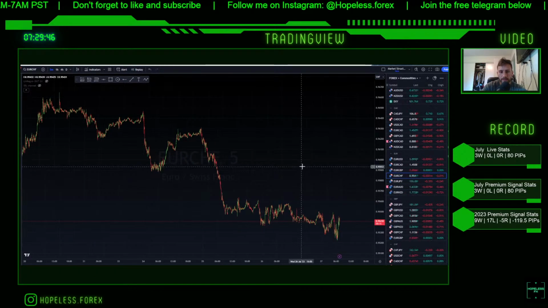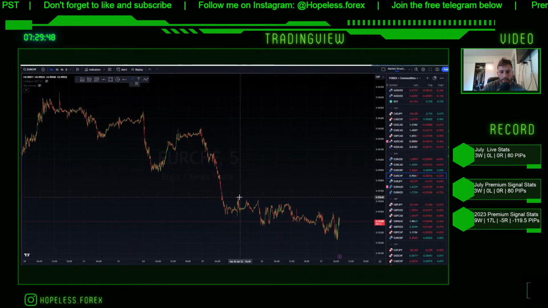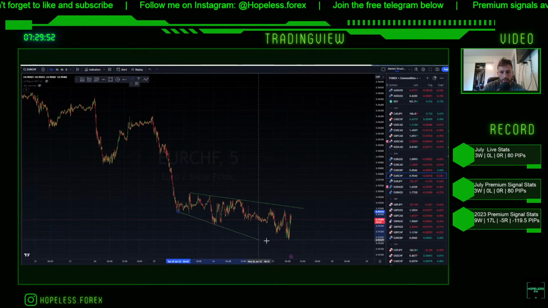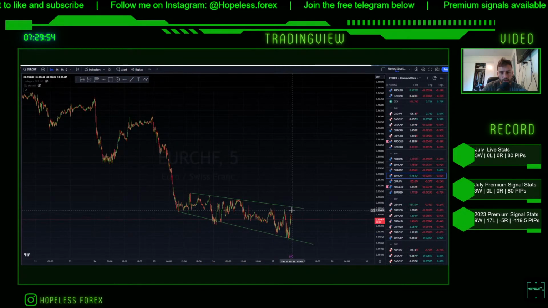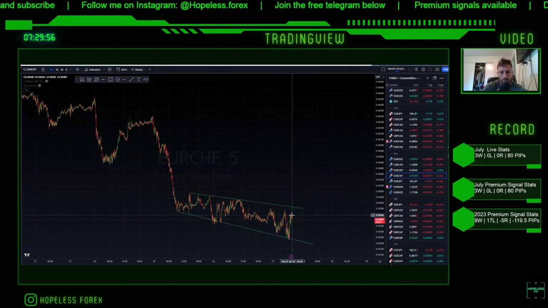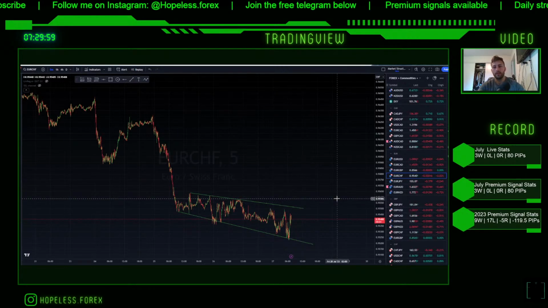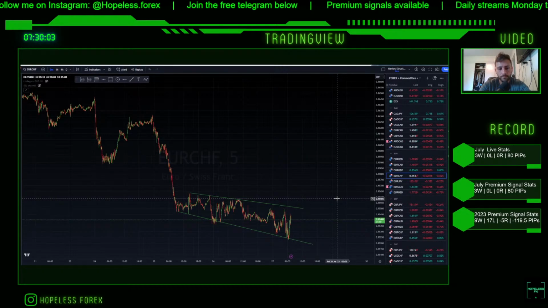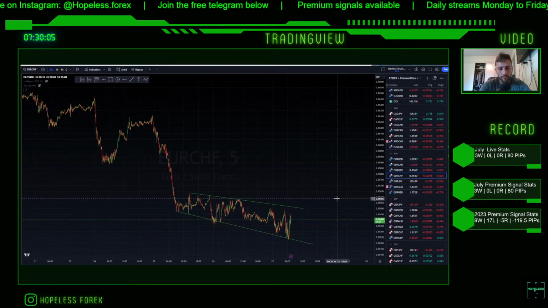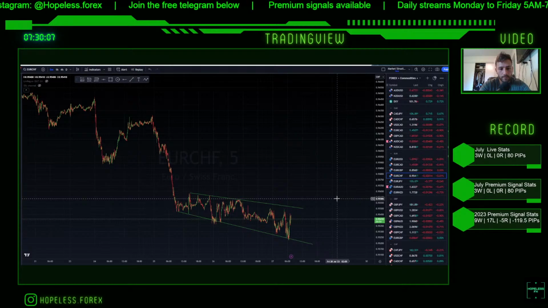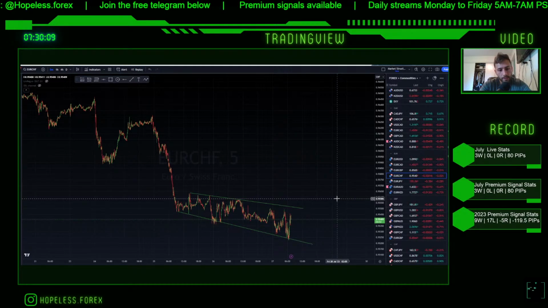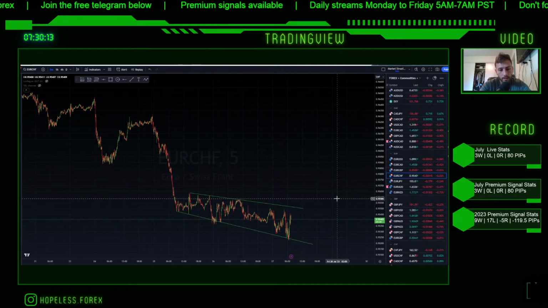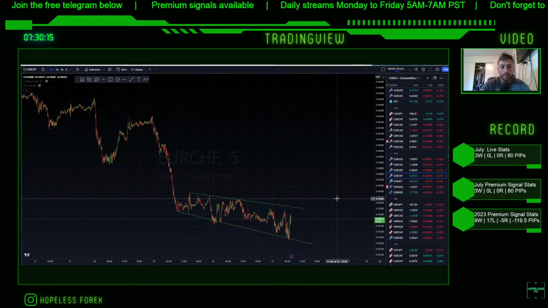Kind of feeling like trading Euro CHF on the daily, or not the daily, sorry, the 5-minute. We've got this little bit of a descending channel here. Could be a good opportunity to get into a sell. Amazing. Euro GBP, new order. So we're getting into a sell on Euro GBP.